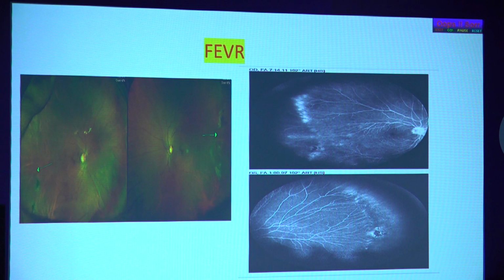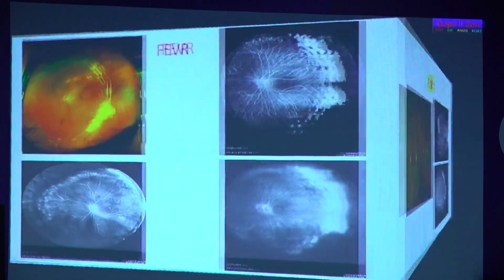Here, you will see some pediatric FEVR cases. You can see some changes occurring temporally. It was difficult to say whether this was a dormant form of ROP or FEVR, and we don't do genetic testing in our setup. But angiography showed straightening of the vessels, peripheral ischemic areas, and neovascularization that had developed, and it was managed well with laser only.